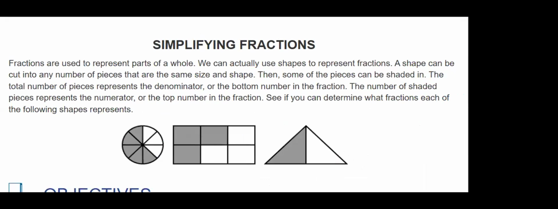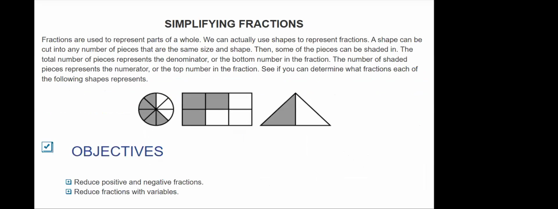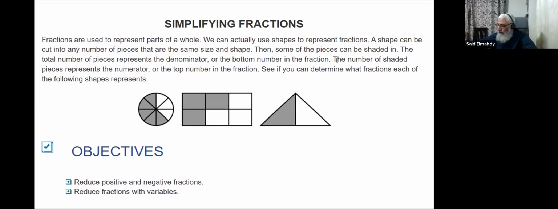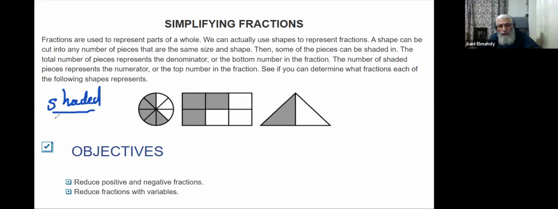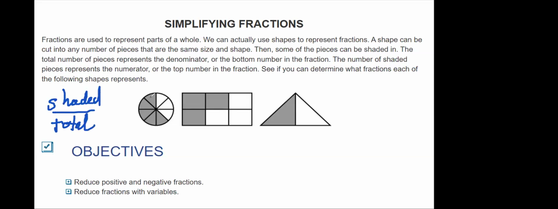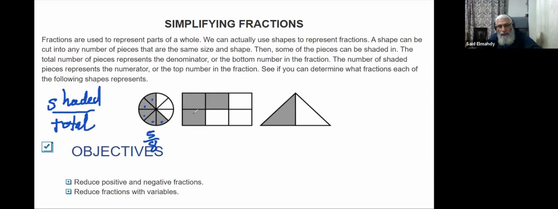Fractions are used to represent parts of a whole number. We can actually use shapes to represent fractions. A shape can be cut into any number of pieces that are the same size and shape. Then some of the pieces can be shaded in. The total number of pieces represents the denominator, or the bottom number in the fraction. The number of shaded in pieces represents the numerator, or the top number in the fraction. So shaded in is the numerator and total number is the denominator. Like here, this one is 1, 2, 3, 4, 5, so it is 5 over 8. This one, 1, 2, 3, so it is 3 over 6. Total is 6. This one is 1 over 2. This is the fraction.